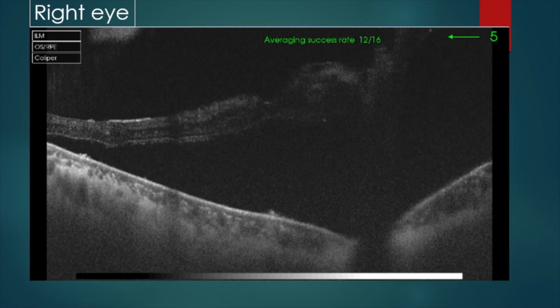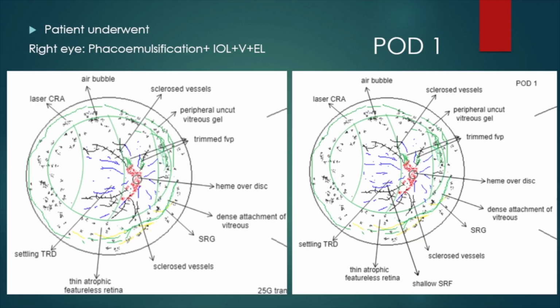Now, the OCT of the right eye showed retinal detachment at the macula. So the patient underwent phacoemulsification, intraocular lens implantation, vitrectomy plus endolaser. The traction over the retina was relieved. However, no obvious breaks were noted during the surgery. On post-operative day 1, there was some shallow subretinal fluid present over the posterior pole. The subretinal bands were present.